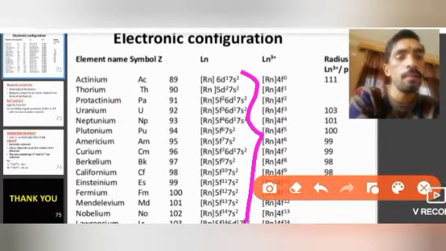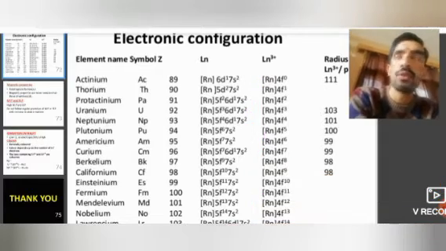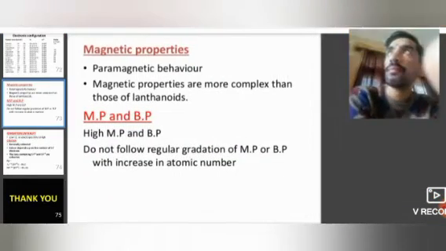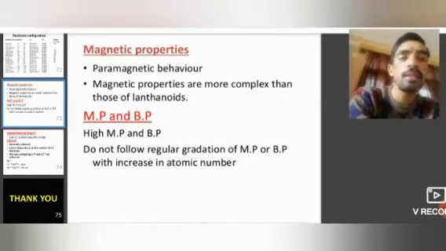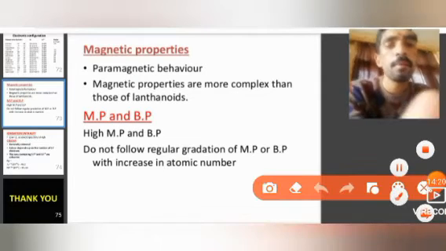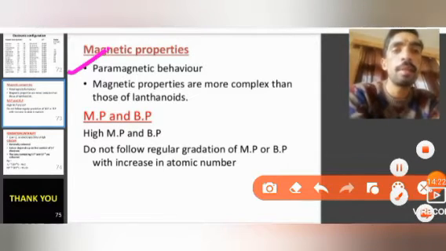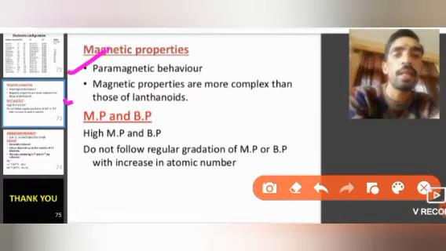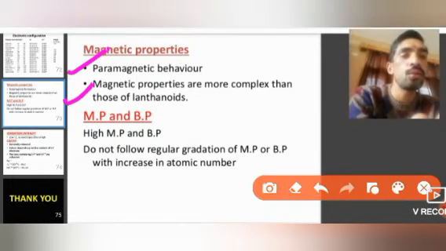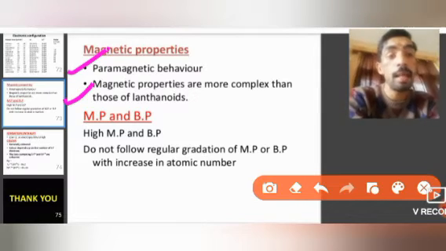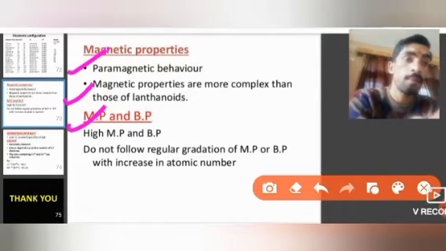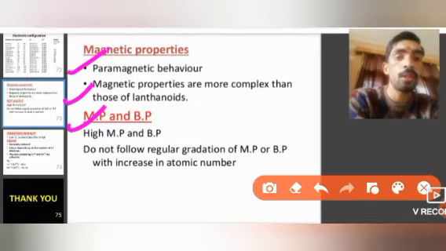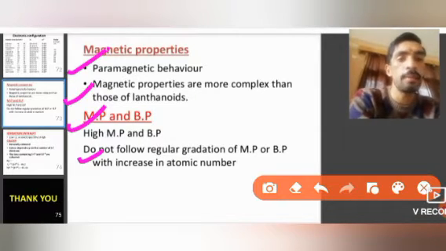Sometimes a question comes on the general configuration of thorium. Magnetic properties are paramagnetic in nature, simply because most of the electrons are unpaired. Magnetic properties are more complex than those of the lanthanides. Its melting and boiling points are higher than the lanthanides because it does not follow a regular gradation of melting point and boiling point with increase in atomic number.